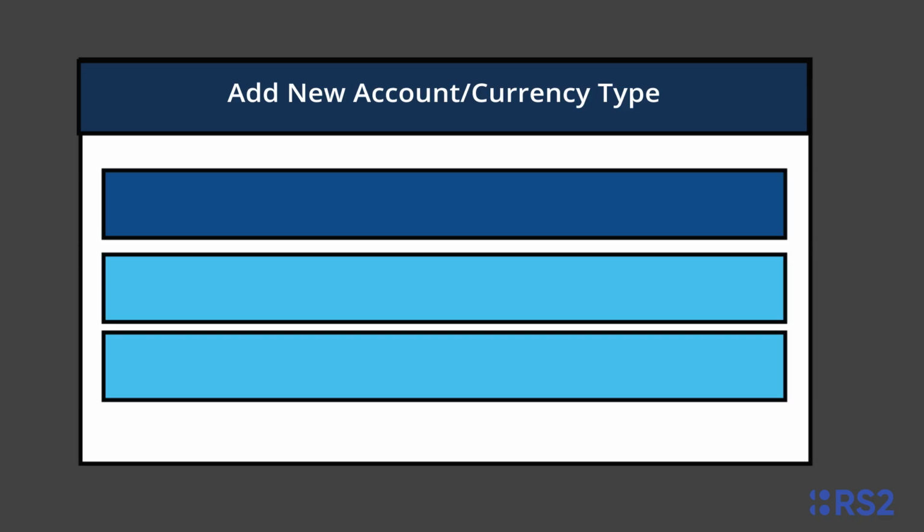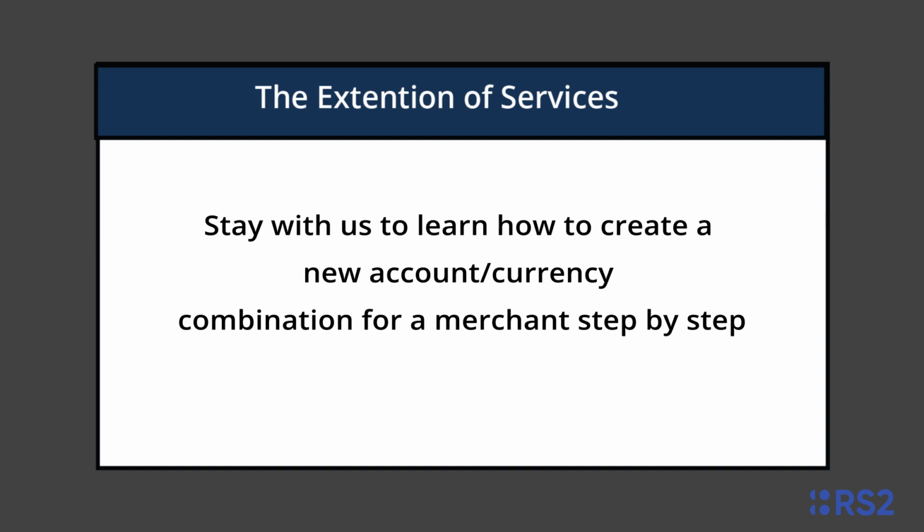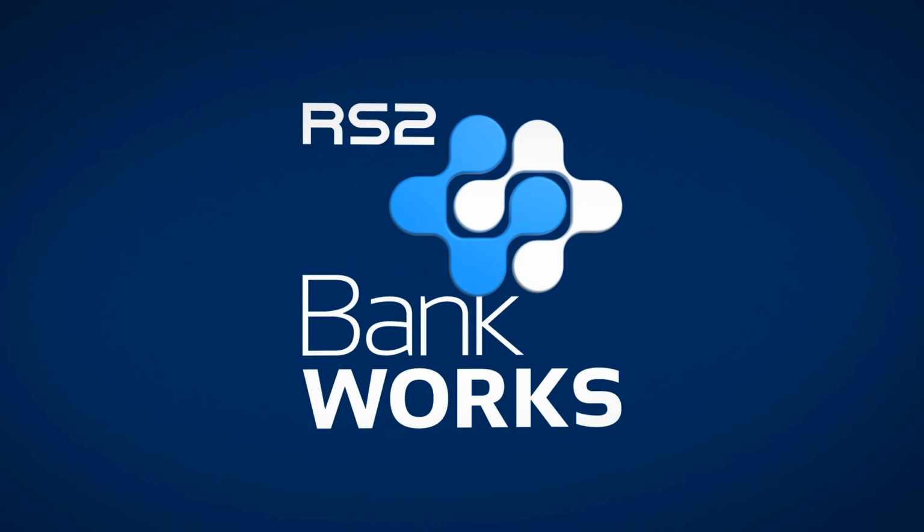Three masks are used to add the new account currency type. 1. Application for extension of services mask. 2. Application account type record mask. 3. Application extension of services approval. Stay with us to learn how to create a new account currency combination for a merchant step by step.